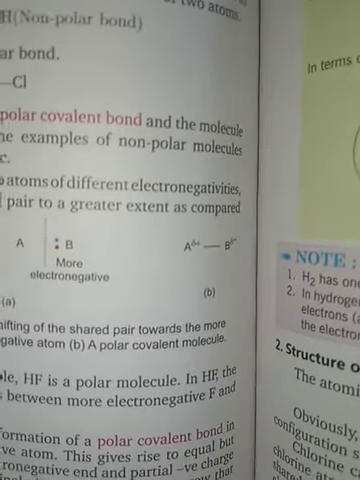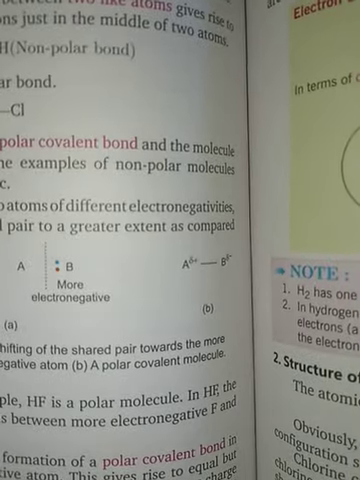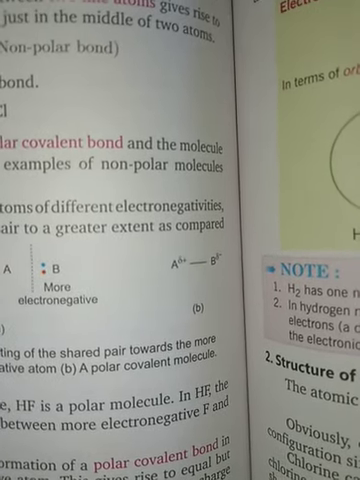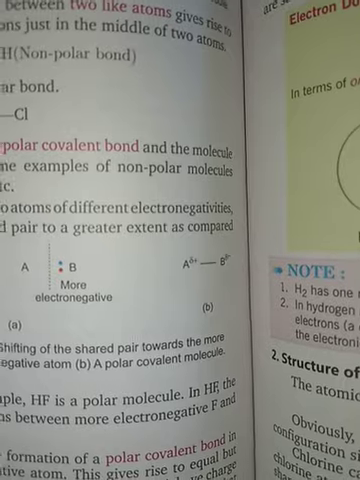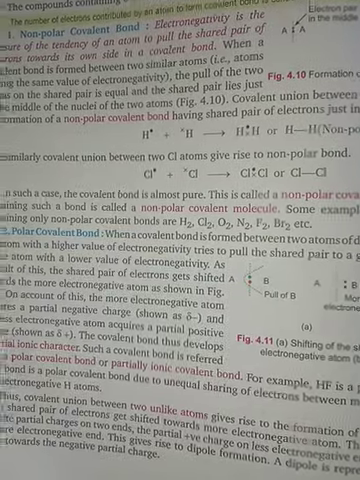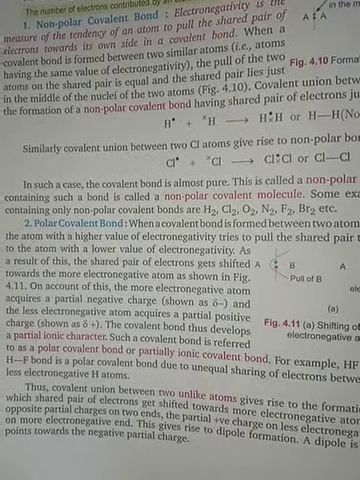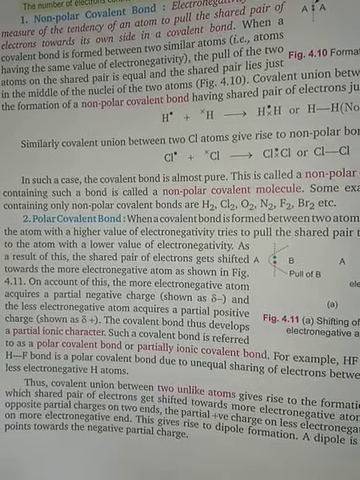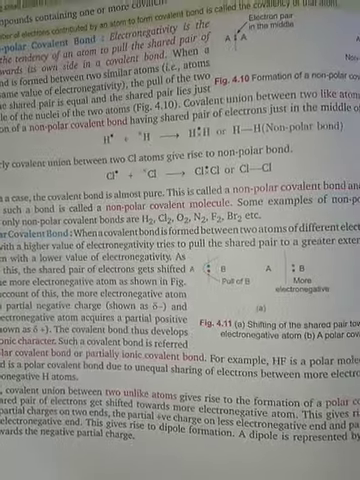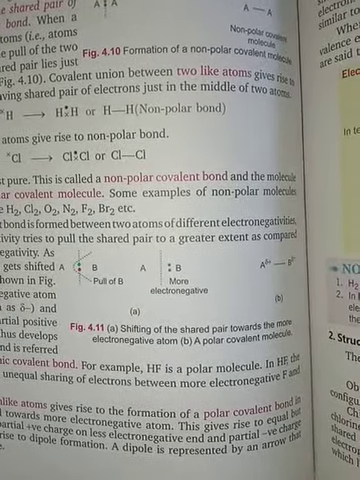As you know, the atom which gains electrons ultimately gains the negative charge, and the one which loses electrons ultimately contains a positive charge. The covalent bond thus develops a partial ionic character. Such a covalent bond is referred to as a polar covalent bond or partially ionic covalent bond. For example, hydrogen fluoride is a polar molecule.